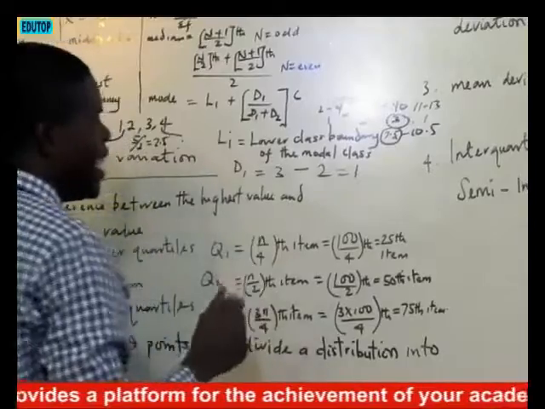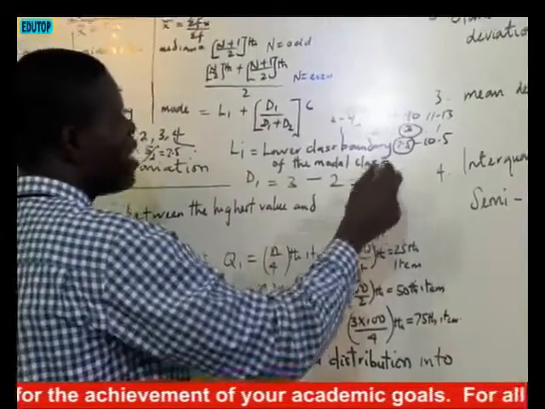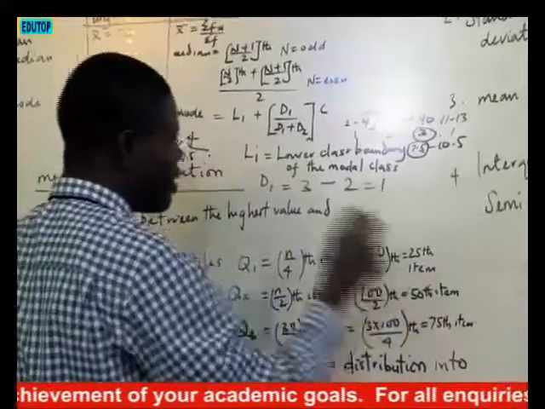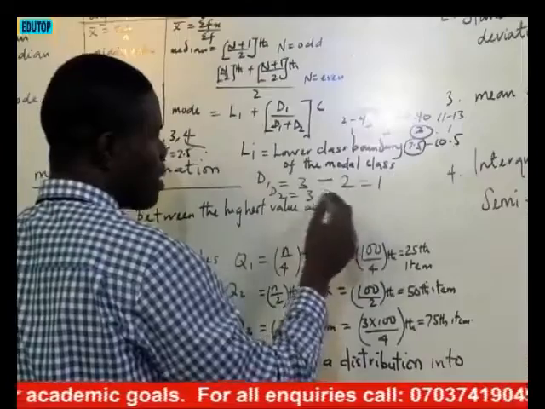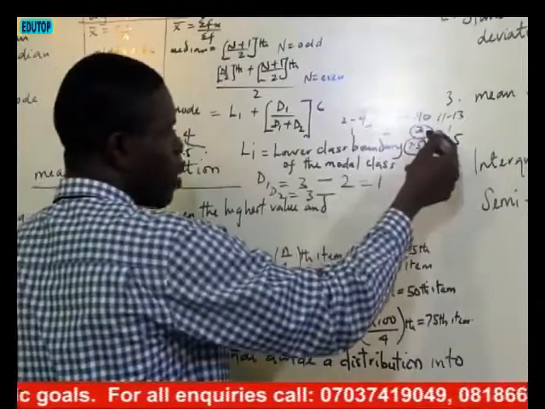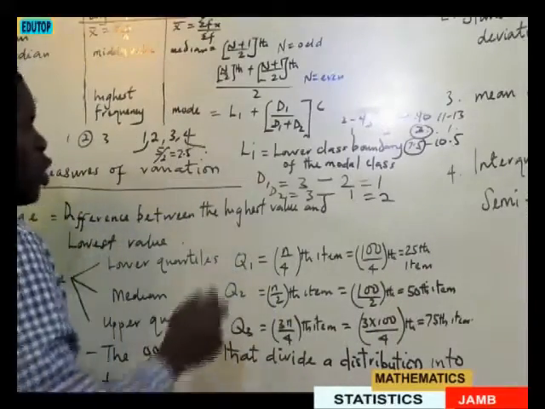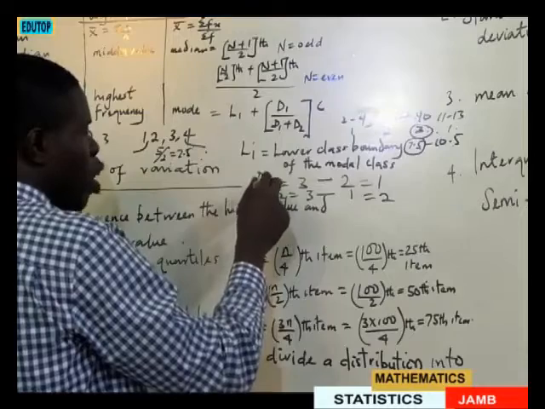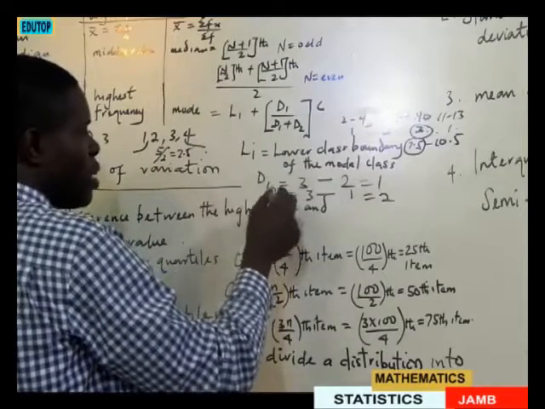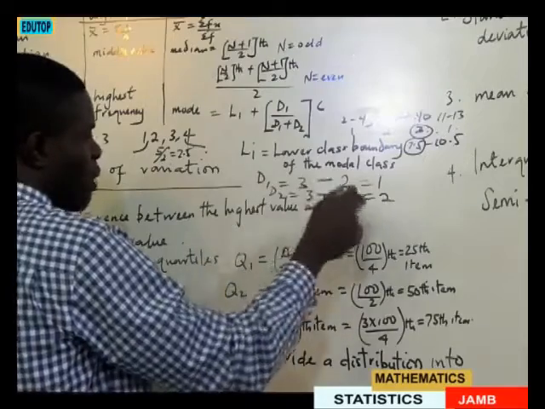Then D2 is the difference in frequency of the modal class and the one after it. Take note of that. So D2 in this regard, the modal class is also 3, still remains the same, minus the one after it. What's the one after it here? 1 here, and that will be 2. You can see that now. So this one is the difference in the frequency of the modal class and the one before it. This one is the difference in frequency of the modal class and that after it.